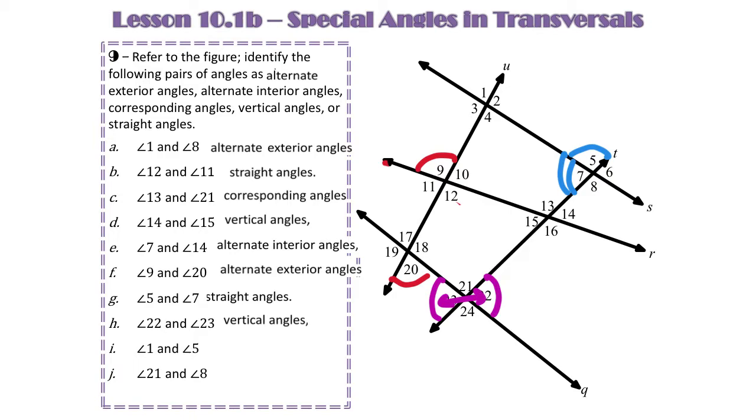And then angles 1 and 5, there's angle 1, there's angle 5. Those are at different intersections. And I'd say those are both at the top of those, so those are both corresponding angles.